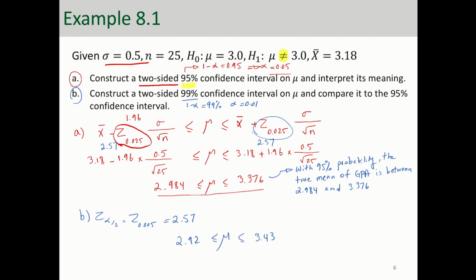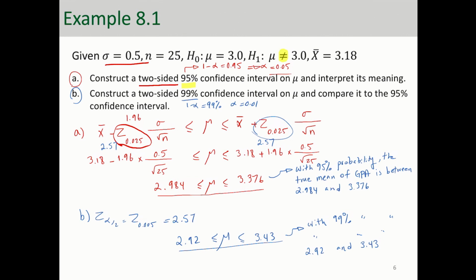Now, how do we interpret that? Very similar to the way we interpret the result in part A. Now, what we say is, with 99% probability, same statement, the average GPA is between 2.92 and 3.43.